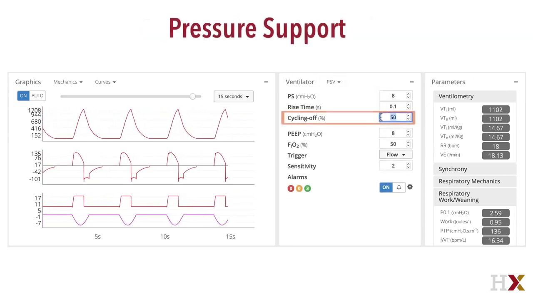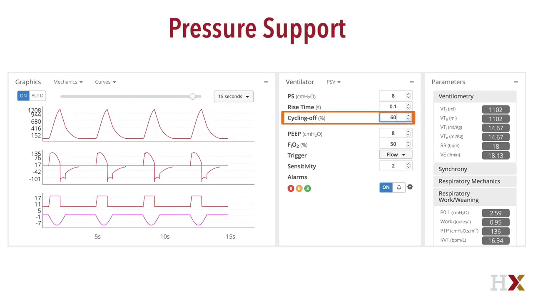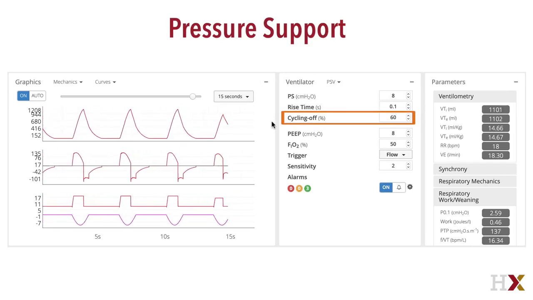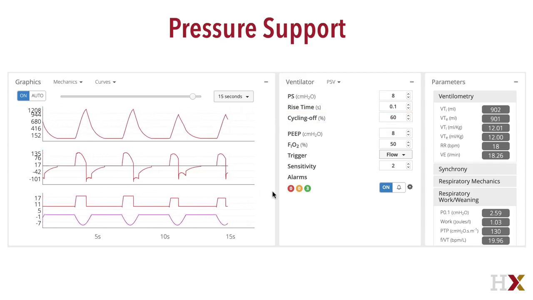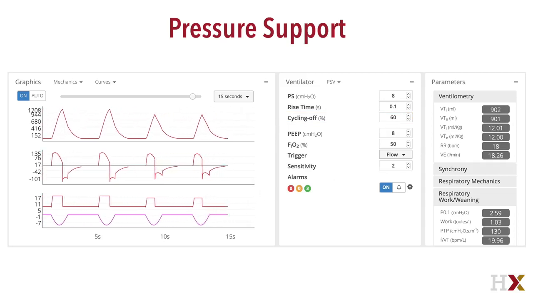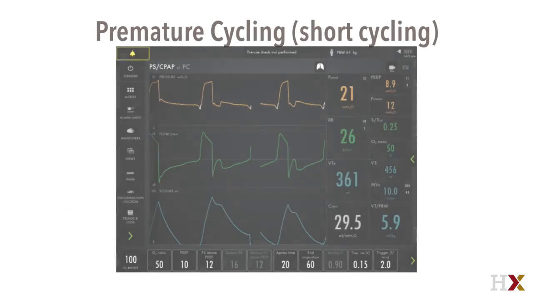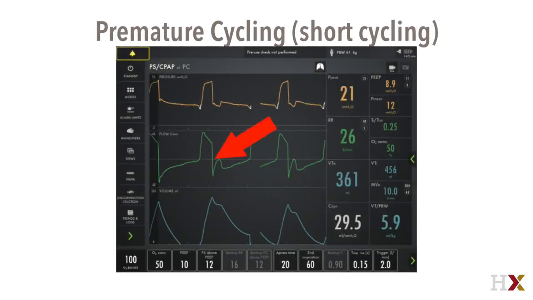If the cycling is set too high, the machine will cycle off before the patient effort is complete. Let's take a look at it on a real ventilator waveform. In this example, the cycle off percent is 60% of inspiratory flow, which is too short, and there's clear evidence that the patient is continuing to inspire after the ventilator cycles off.